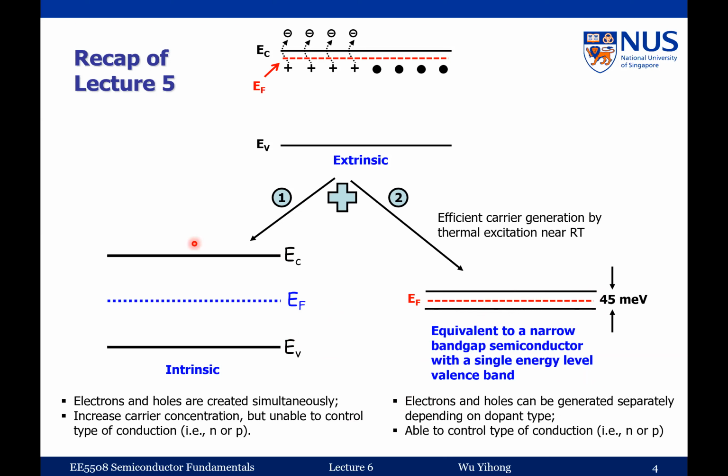And the other difference is that in the intrinsic case, when you generate free carriers, you generate both holes and electrons at the same time, simultaneously. That's the reason why you cannot actually control the conduction type of these intrinsic semiconductors, because you have an equal number of holes and electrons. However, for the extrinsic case, if you have donor dopants, you basically produce electrons only. And if you have acceptors, you just produce holes only. So this means that in addition to carrier concentration, the extrinsic mechanism also allows you to control the type of conduction, which is extremely important.